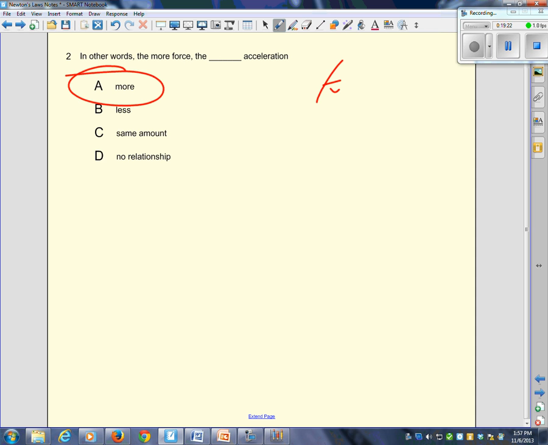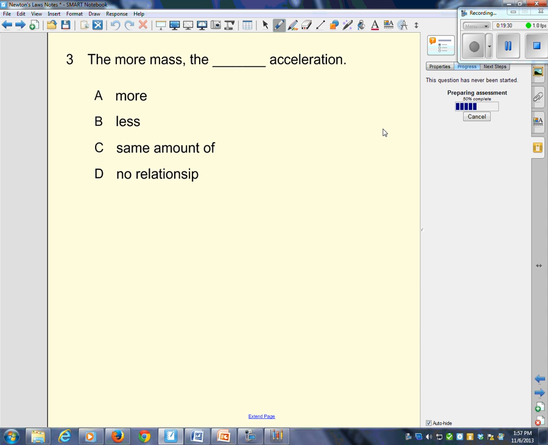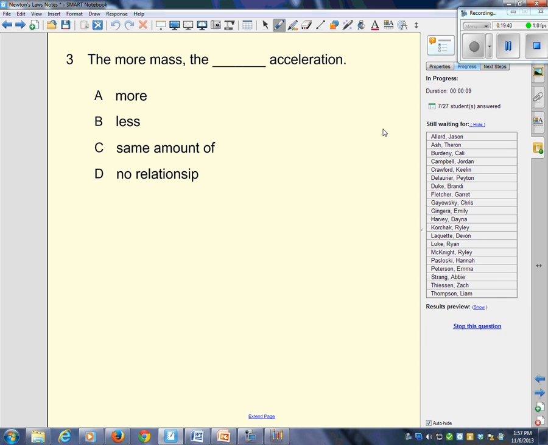I thought that would just be sort of intuitive. I misread it as mass. There you go. The more mass, the more acceleration, less acceleration, same amount of acceleration, or once again, no relationship.